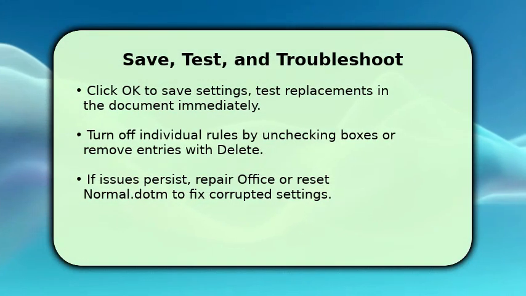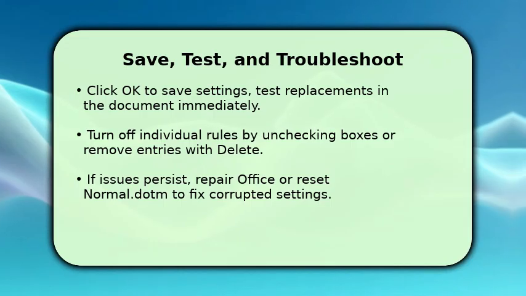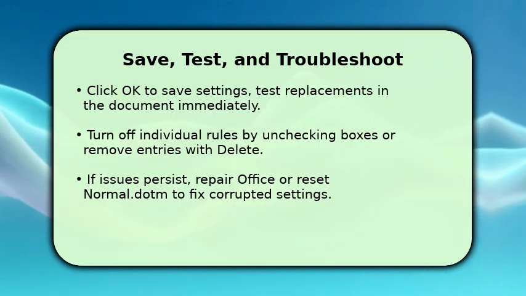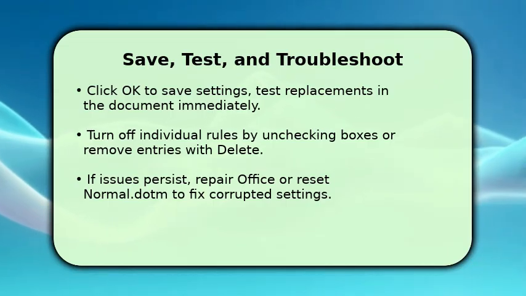After adding or editing entries, click OK to save and close dialogues, then test replacements by typing your shortcuts in the document. This verifies they behave as expected. If something misfires, you can uncheck specific autocorrect rules or select and delete entries to remove them.